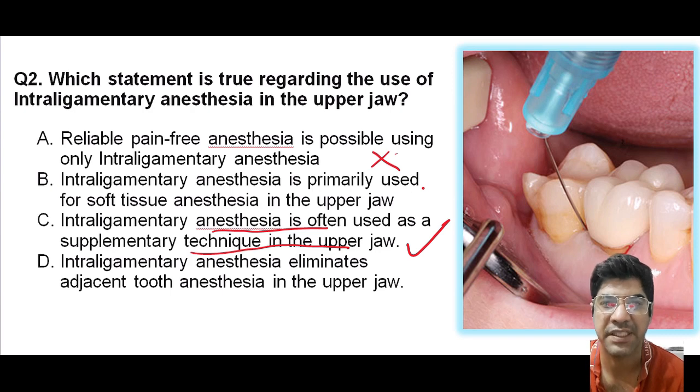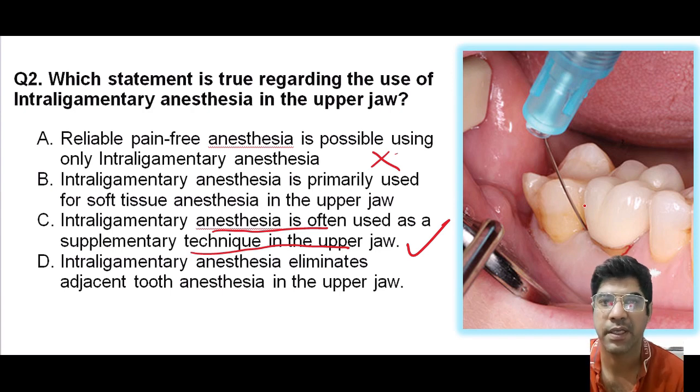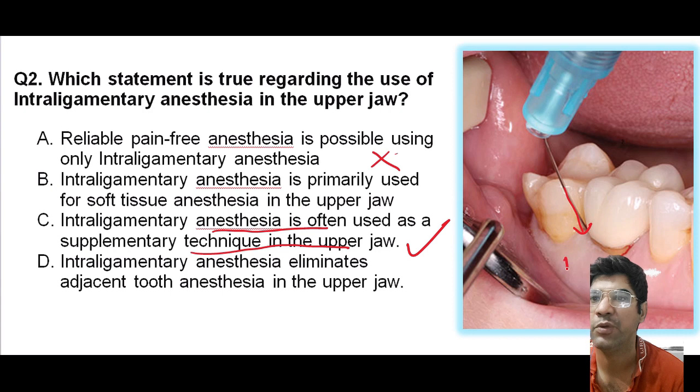Second option, it is primarily used for providing anesthesia to the periodontal ligament. It's the infiltration technique that we use most, and it is primarily used to provide anesthesia to the periodontal ligament and bone surrounding the specific teeth. The injection is made into the PDL space.